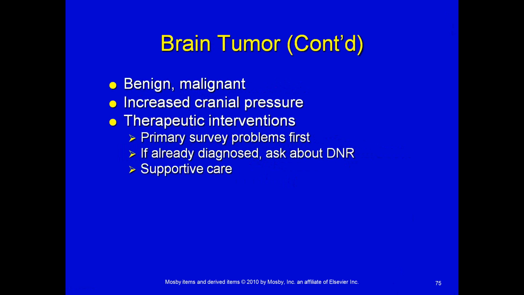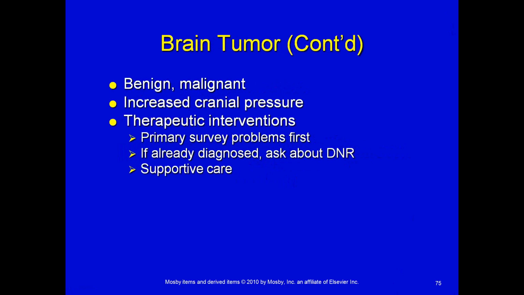So when somebody has a brain tumor, the therapeutic interventions would be to obtain a primary survey. They're going to present like any stroke patient or any patient with a brain abscess, where there might be some neurologic deficits, some facial droop, slurred speech, numbness, tingling, paralysis, particularly on one side of the body.